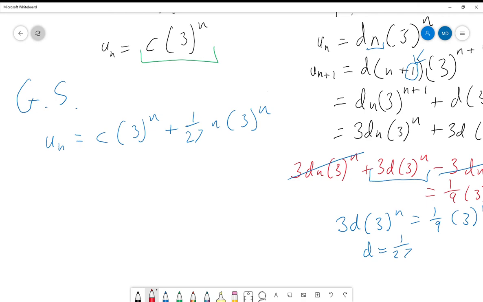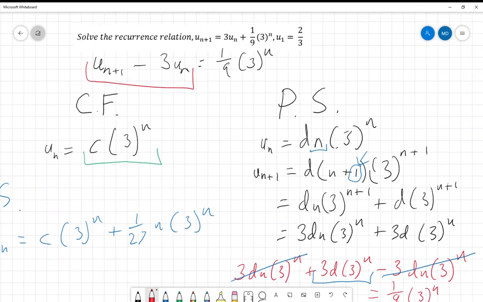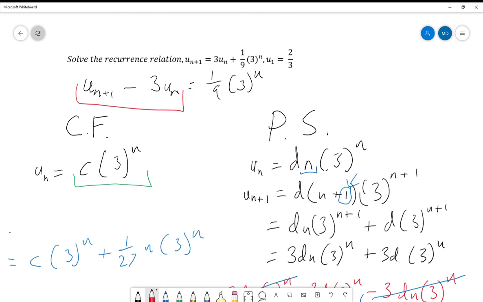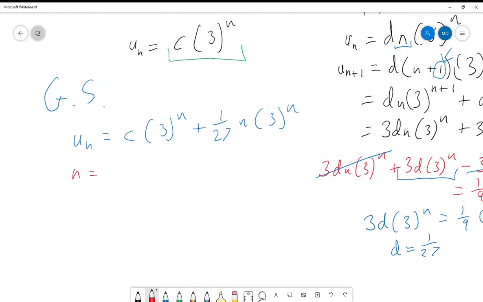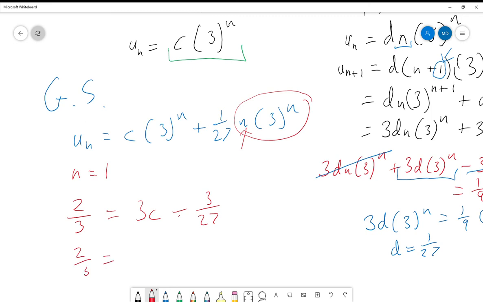Now, for solving this, we need to plug in our original condition, which is u1 equals 2/3. So I'm going to put n equals 1, and I get 2/3, because u1 is 2/3, equal to 3c plus 3 to the 1 is 3, times 3 to the 1 is 3, times the 1 from the n gives us just 3, so minus 3/27, which is 1/9. So we get 2/3 is equal to 3c minus 1/9.